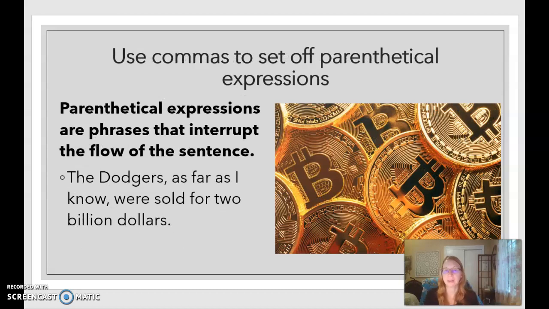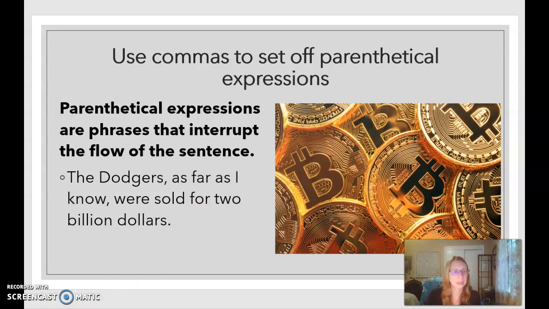Next we have using commas to set off parenthetical expressions. And parenthetical expressions are phrases that interrupt the flow of the sentence. So here's our example. The Dodgers, as far as I know, were sold for $2 billion. Again, we have a sentence that can stand on its own without the parenthetical expression here. But if we're adding that expression in, we do want to separate it out with commas.